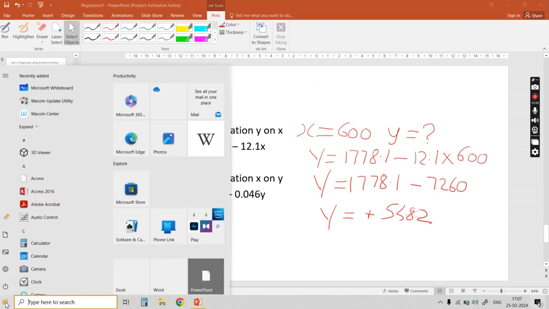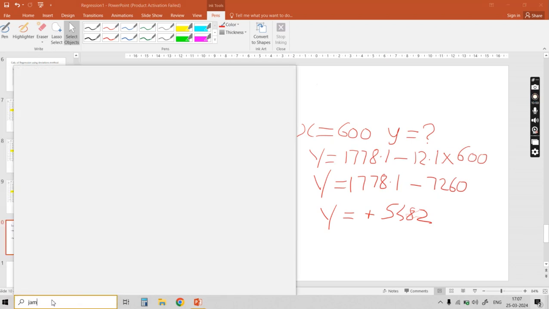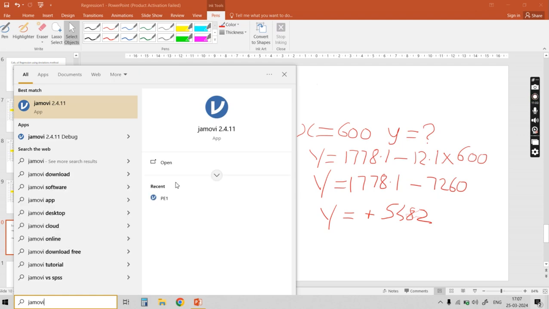So let me go ahead and open Jamovi. You can easily download this. It is an open source software. SPSS would equally work fine.